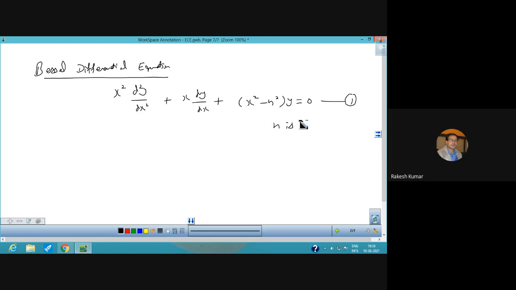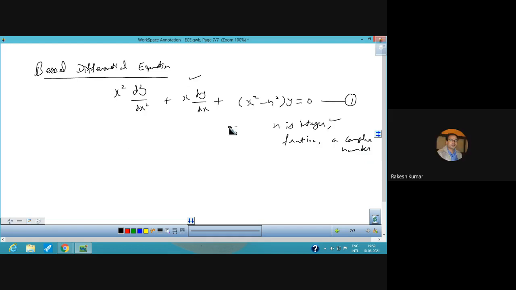integer. And you know that an integer can be positive or it can also be negative. It can also be a fraction, or it can also be a complex number. So these are the possibilities of n. It can be positive or negative integer, it can be a fraction, or it can be a complex number. This differential equation is said to be Bessel differential equation of order n.